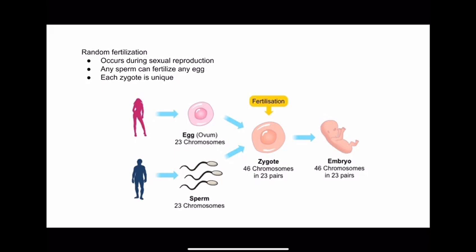In addition, it is important in maintaining genetic diversity within species, as it ensures that new combinations of genes are constantly being produced. Without random fertilization, populations would be more prone to inbreeding and a loss of diversity, which can lead to decreased fitness and make them more susceptible to disease and environmental stressors.